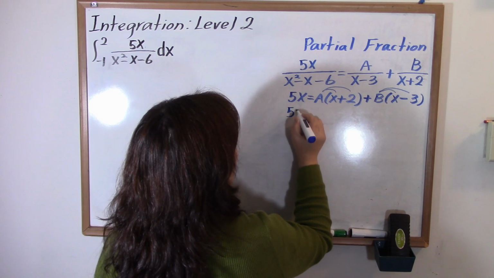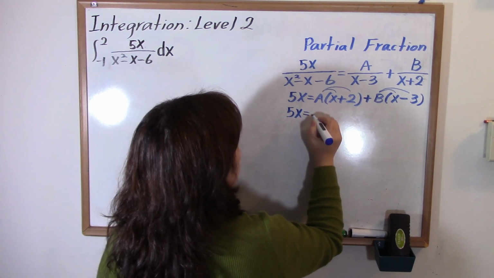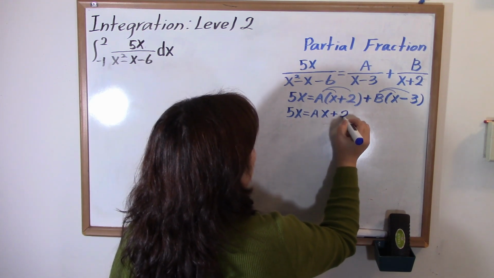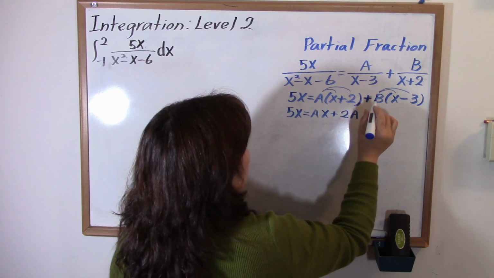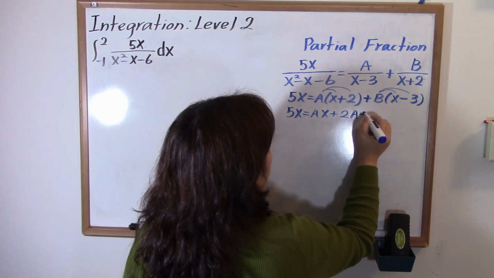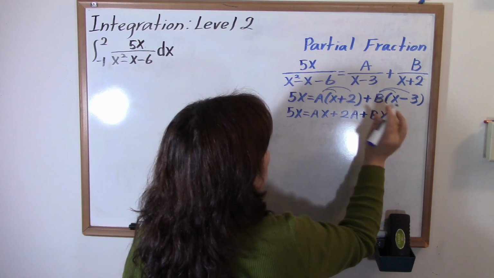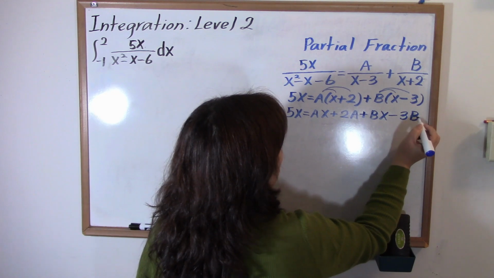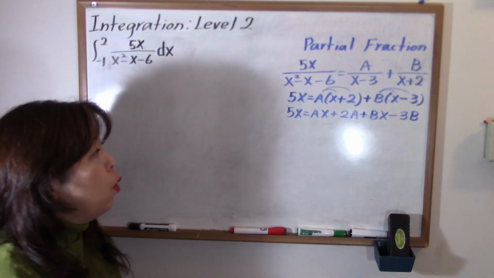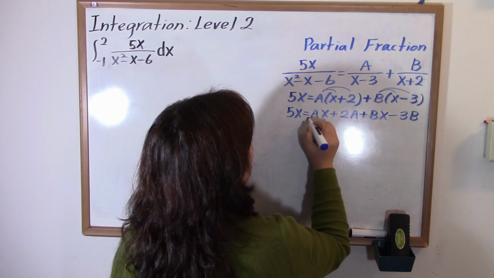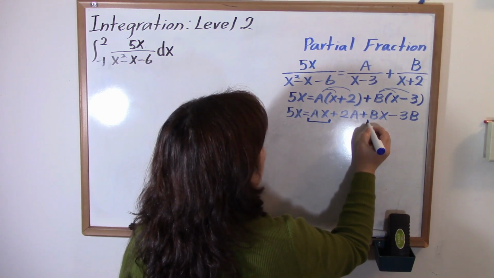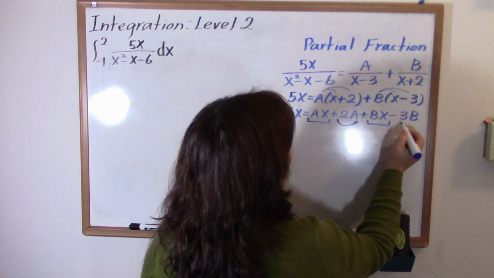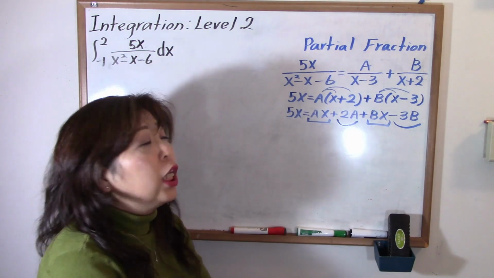And 5x is equal to A times x is Ax. A times 2 is plus 2A. And then B times x is plus Bx. And B times negative 3 is negative 3B. And now we are going to be grouping. Ax and Bx are the same group. And 2A and negative 3B are the same group.